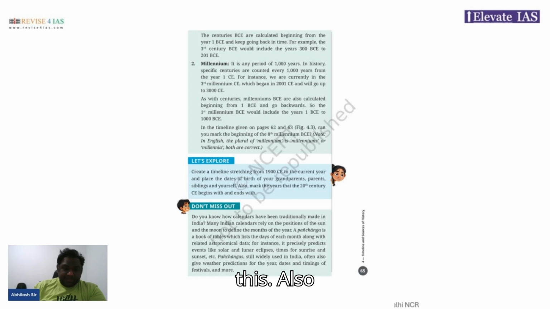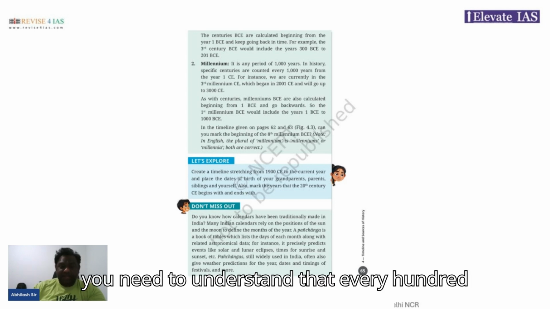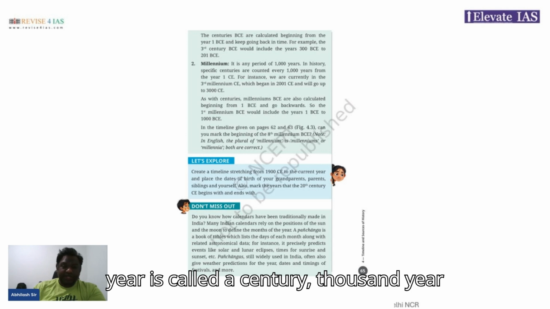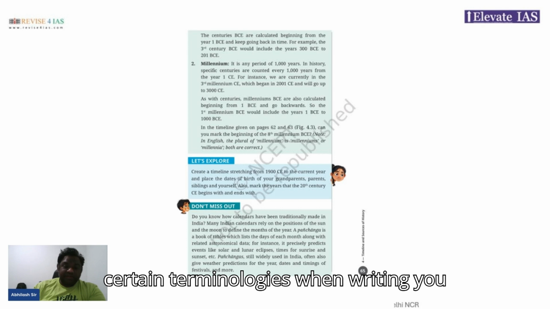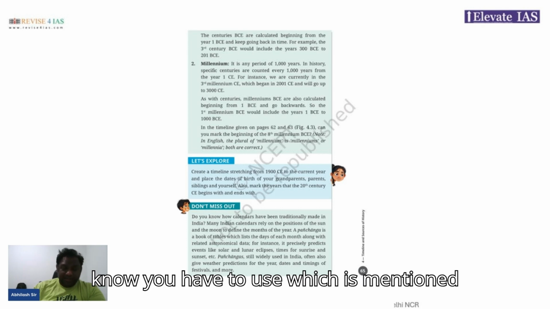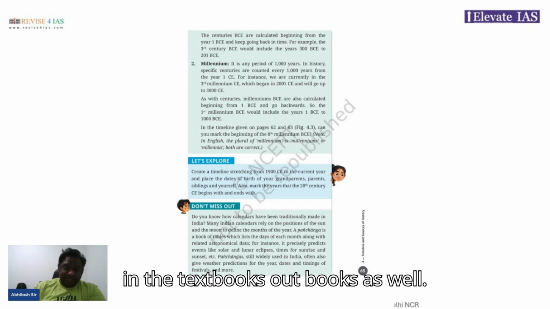Now, you also need to understand that every 100 years is called a century, and 1,000 years is called a millennium. These are certain terminologies you have to use when writing, which are mentioned in the textbooks as well.